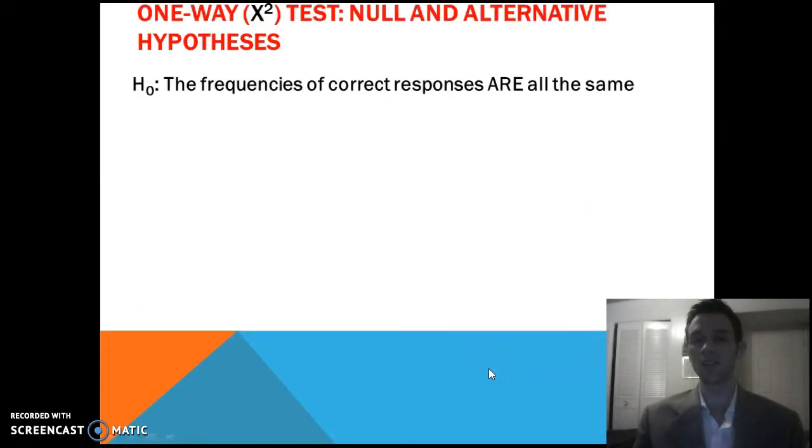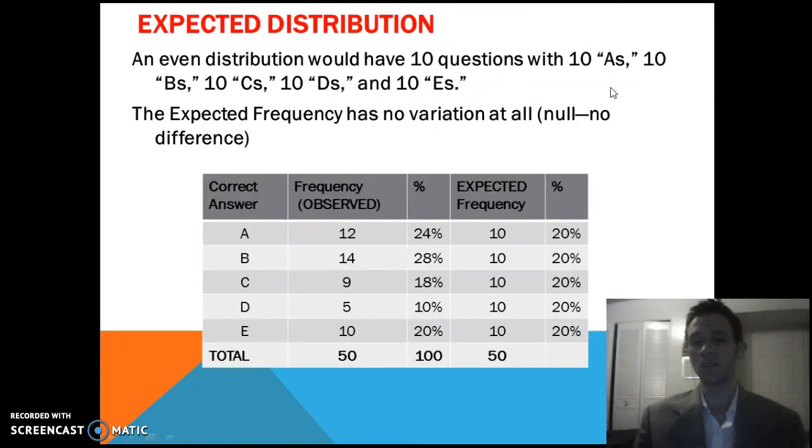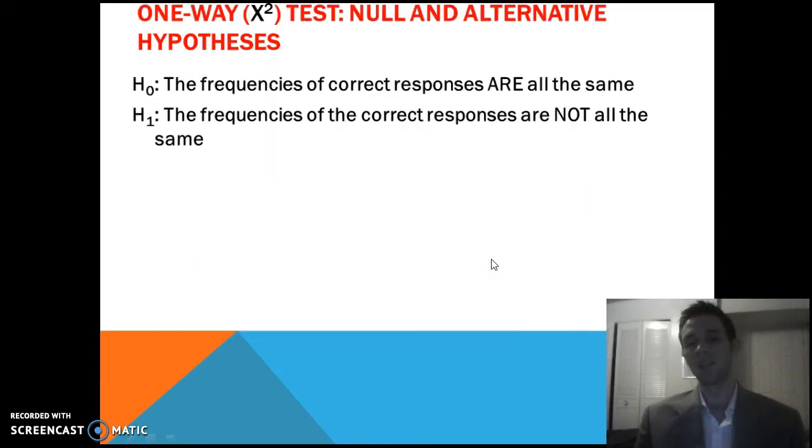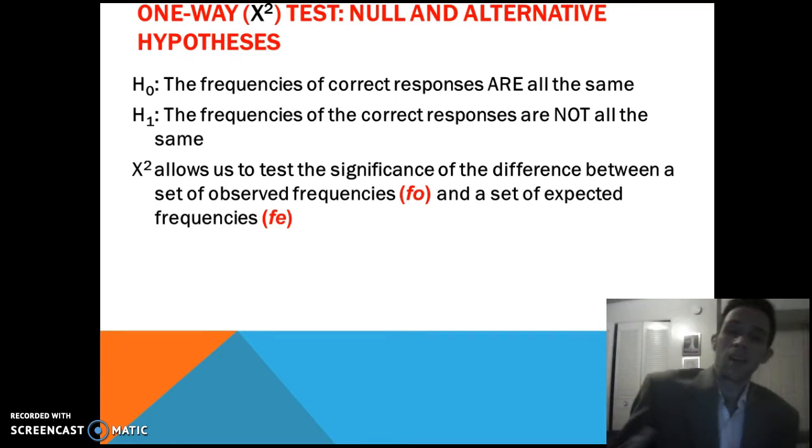And so you're going to see your same type of H0, null hypothesis, and H1, an alternative hypothesis, which is often your research hypothesis. So the frequencies of correct responses are all the same. Right? So here's the correct answer, and the frequencies are all the same. This is really your null hypothesis. So the alternative is that they're not all the same, or that there's a difference from one category to the next, or at least from one category to another category. So chi2 allows us to really quantify that.